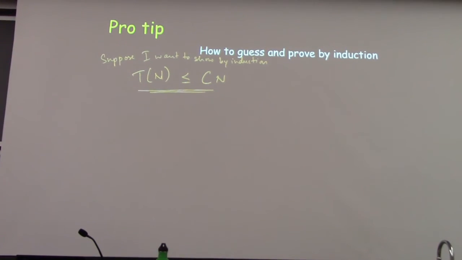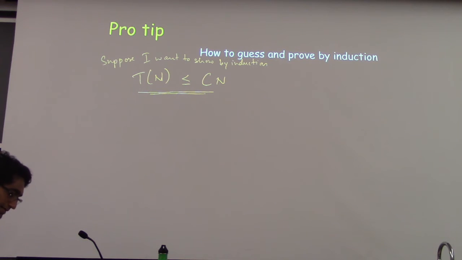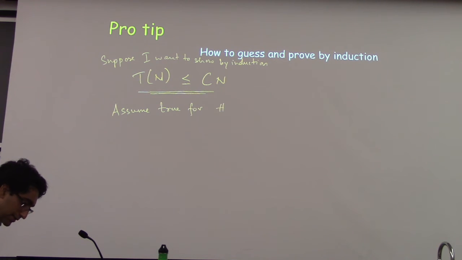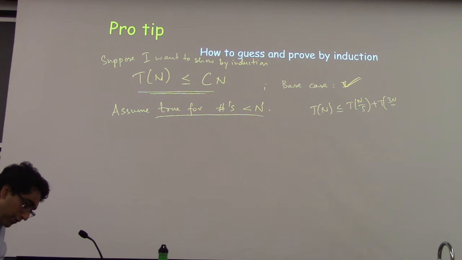Suppose I had to inductively prove that this is true. What will I do? I'll start by assuming it is true for numbers less than n. This is the inductive hypothesis. Suppose the base case I proved somehow. The base case is a constant sized instance, so it will always take constant time, so the base case is fine. Inductively, I'm assuming it's true for all numbers less than n, and then I know this recurrence: T of n is smaller than or equal to T of n by 5 plus T of 3n by 4, plus alpha n.